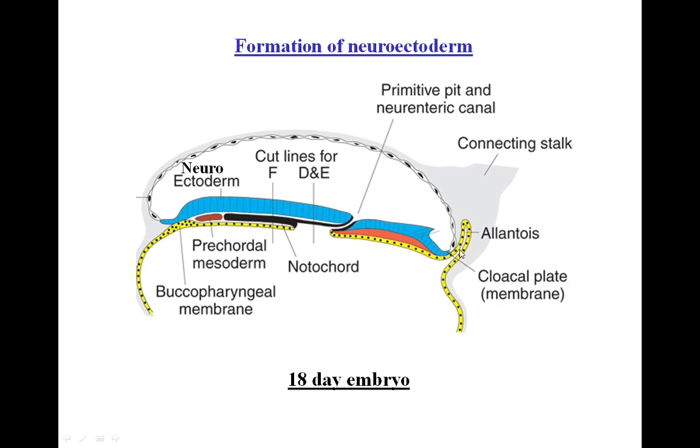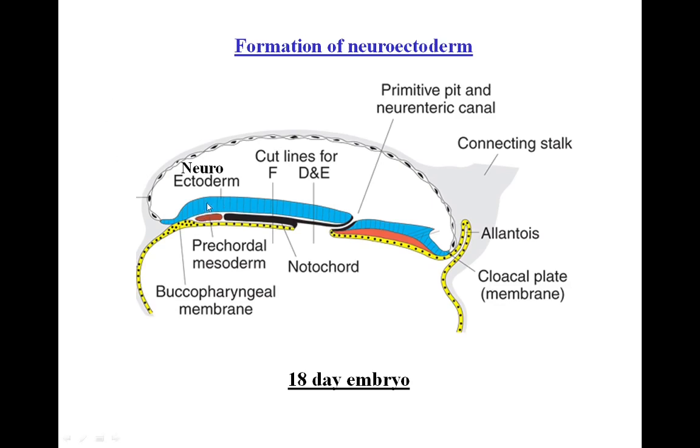So that is the buccopharyngeal membrane. Similarly, behind, posteriorly or caudally, you can see the cloacal membrane, and this is the notochord, and this is the precaudal mesoderm. And the primitive pit, now it is continuous with the amniotic sac, that is known as the neuroenteric canal. But this neuroenteric canal and the primitive streak are very transient structures, so they will disappear after some time.